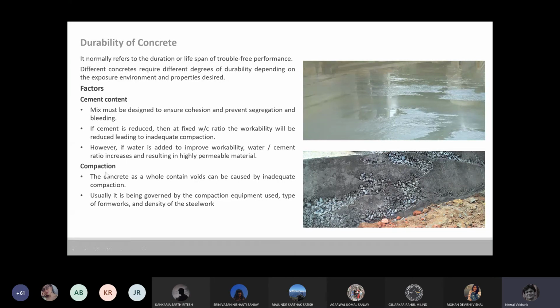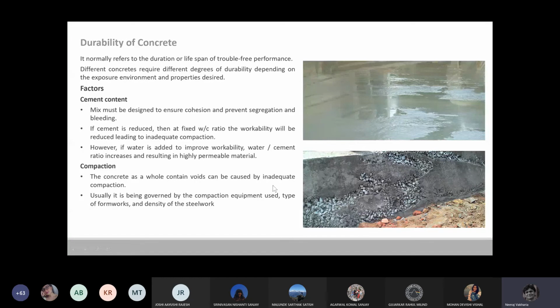Compaction. The concrete as a whole contains voids, which can be caused by inadequate compaction. You know that we use vibrators, machine vibrators or needle vibrators, to let out the air or the voids which are there.